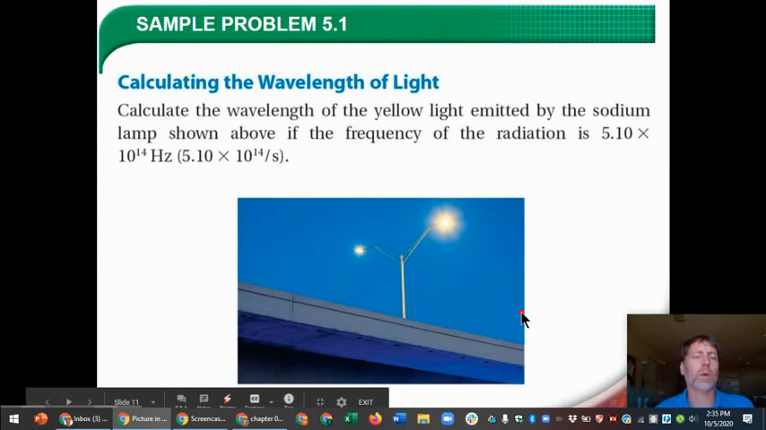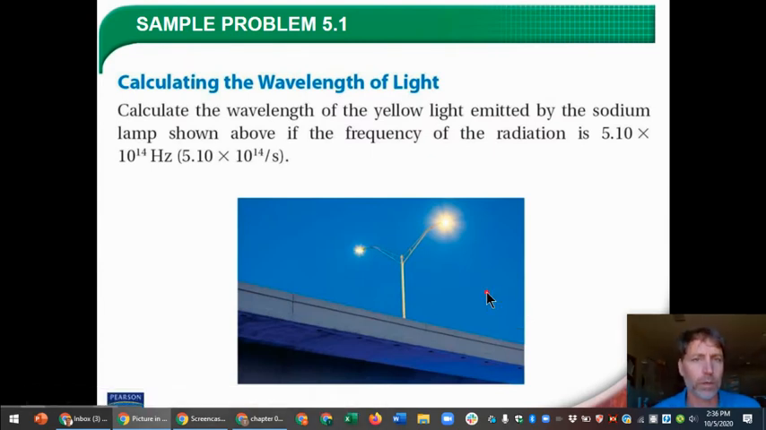All right, so calculating the wavelength, we use the formula that we had before. Say we want to calculate the wavelength of yellow light emitted by a sodium lamp, the big lamps on highways. They used to be sodium lamps, and many times they're being replaced by LEDs, but sodium lamps give a very bright light to see in the evening and nighttime. You want to calculate the wavelength given the frequency, which is 5.10 times 10 to the 14 hertz, or 5.10 times 10 to the 14 cycles per second. That's what a hertz is.